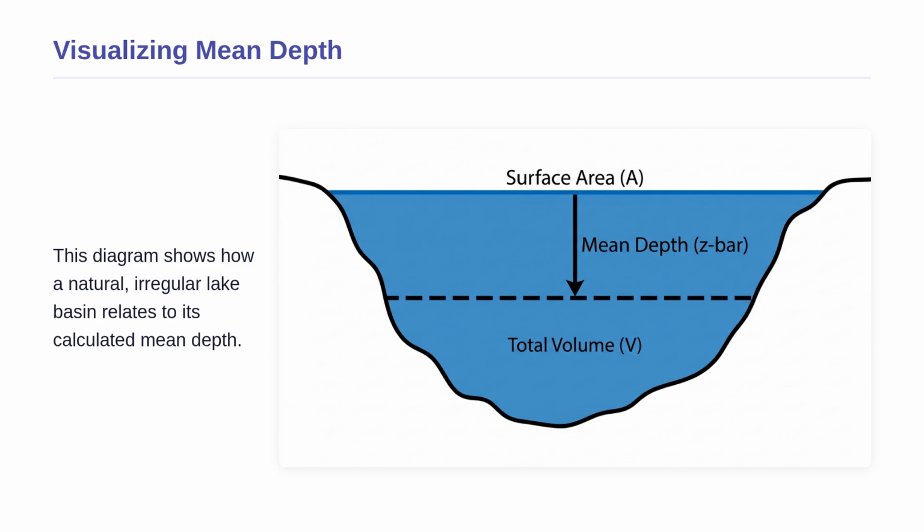It shows exactly where the lake bottom would sit if you took all that water and poured it into a perfectly flat-bottomed cylinder with the same surface area. This diagram beautifully illustrates how mean depth simplifies a complex natural shape into a standardized, easy-to-use metric.